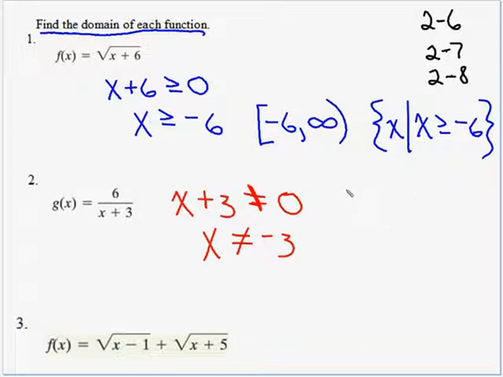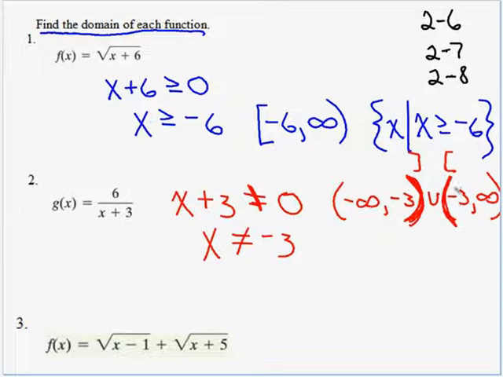With interval notation, you'd have to write negative infinity to negative 3 parenthesis unioned with the other set of negative 3 to infinity. Notice we didn't use brackets here, and that means that this number on the end is not part of the solution. So the parenthesis on negative 3 and also this parenthesis on negative 3 shows that's the only value that has been excluded from the domain. Easier to write this in set builder notation, the set of all x such that x does not equal negative 3.